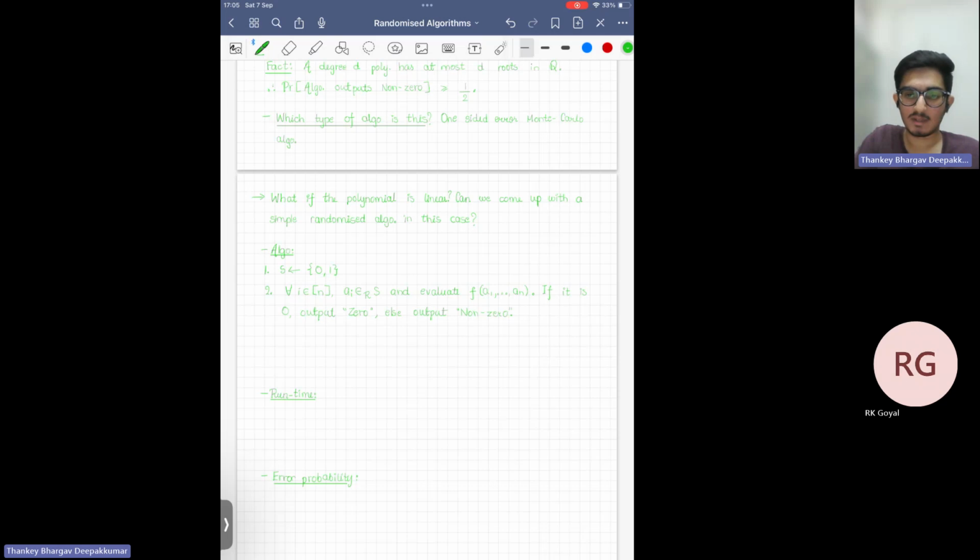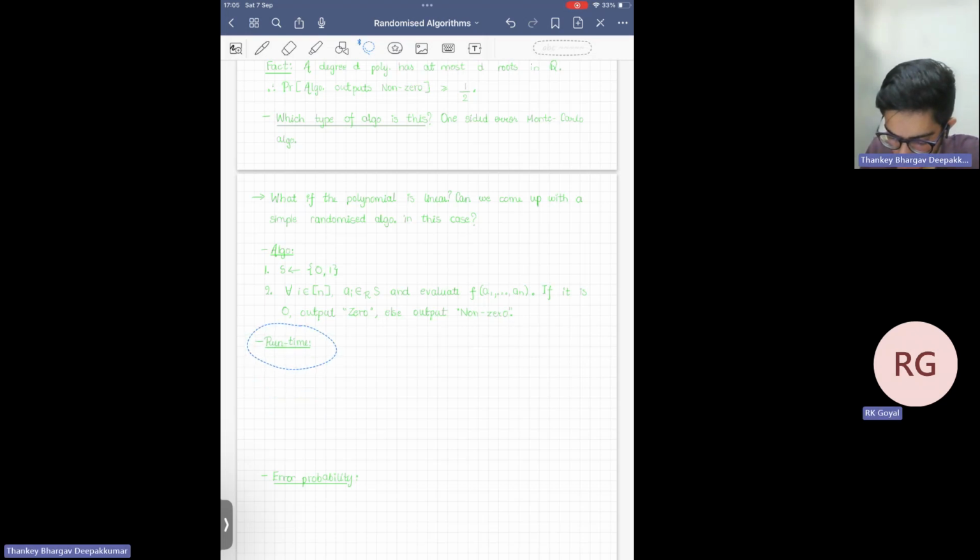Yesterday there was just one variable and we picked a random value for it. Today we have n variables and we pick random values for all of those n variables and then evaluate the polynomial at the random values. If it's zero, we'll say that the polynomial is zero, and if it's not zero, we'll say that the polynomial is non-zero. So is the algorithm fine? Yes. So now let's look at the runtime.